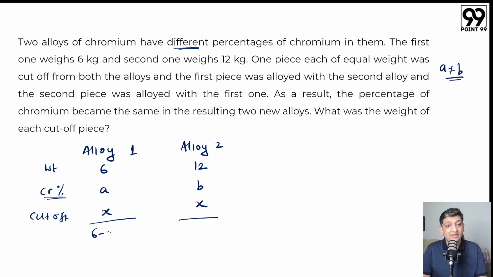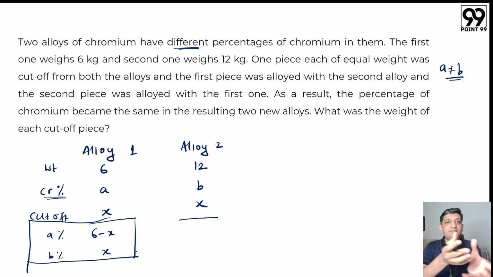We will have 6 minus x kg of the original alloy, which had A% chromium, and we are going to have x kg of alloy 2, which would have had B% of chromium. This is going to be the construct of the first alloy after we have welded the bit from the second alloy with this one.